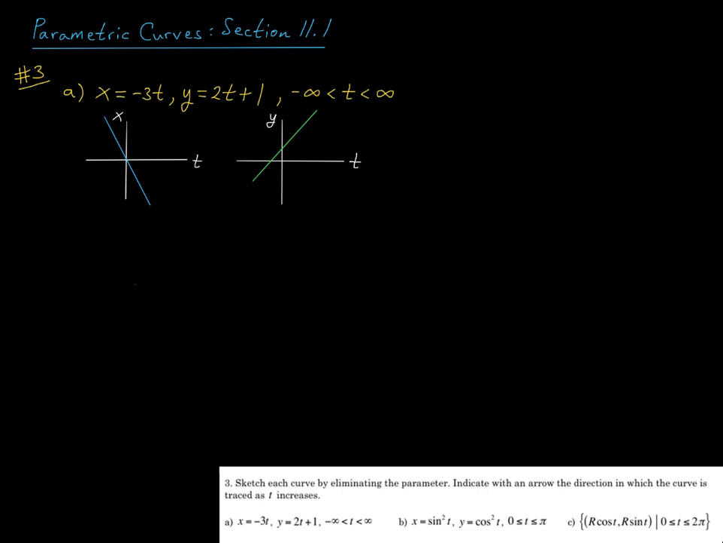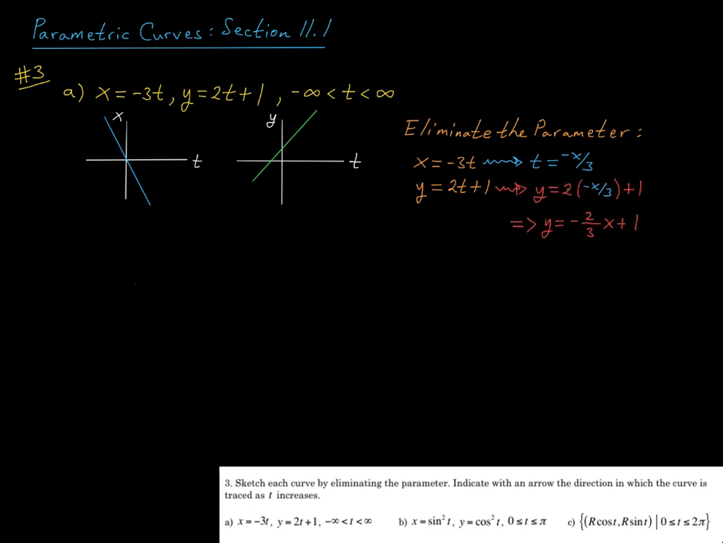All right. Now, if I want to eliminate the parameter, I'm going to go ahead and solve for t in the equation for x. And that gives us that t is negative x over 3. And then I'm going to substitute in this expression for t in the equation for y. And we get that after some simplifying, y is negative 2/3 x plus 1. Okay, and this is the equation of a line with y-intercept 0, 1 and a slope of negative 2/3. You see that here in red.